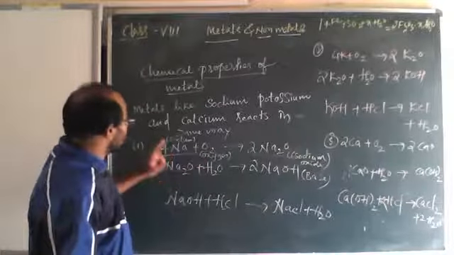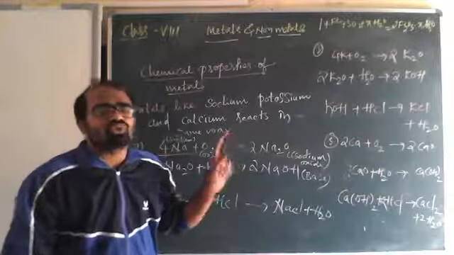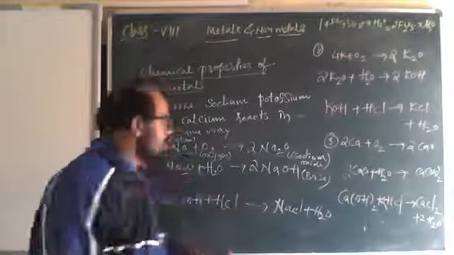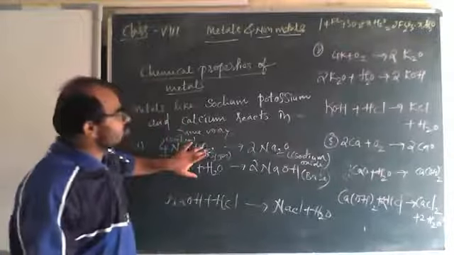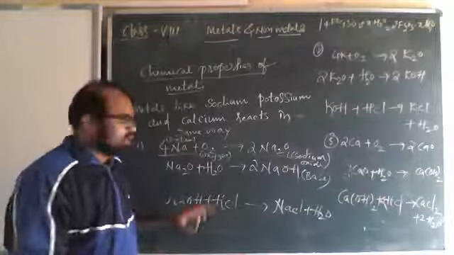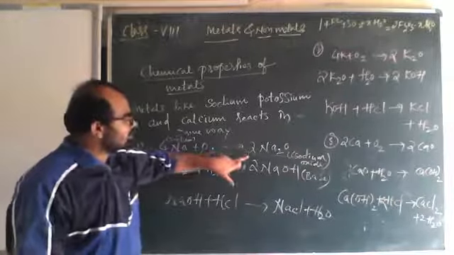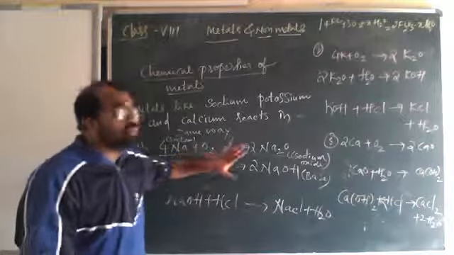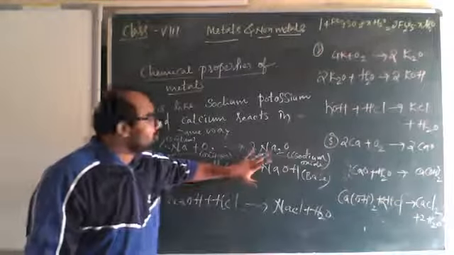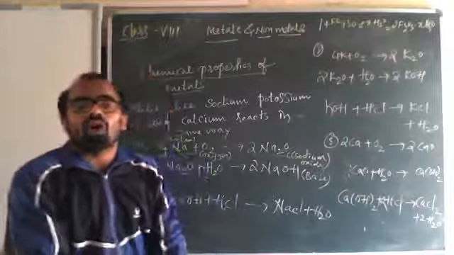That is, sodium reacts with oxygen and it produces sodium oxide, or sodium reacts with oxygen to form sodium oxide. You have to say it like this: sodium reacts with oxygen to form sodium oxide.